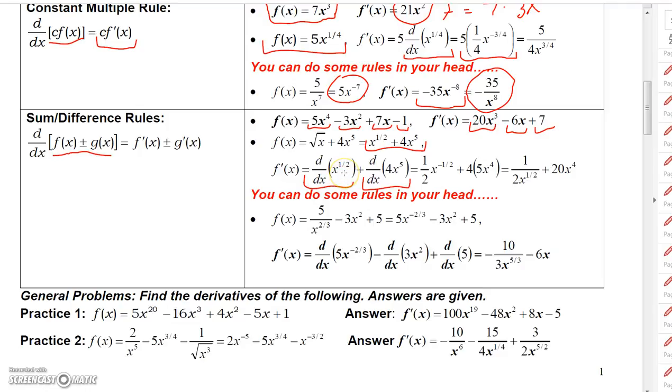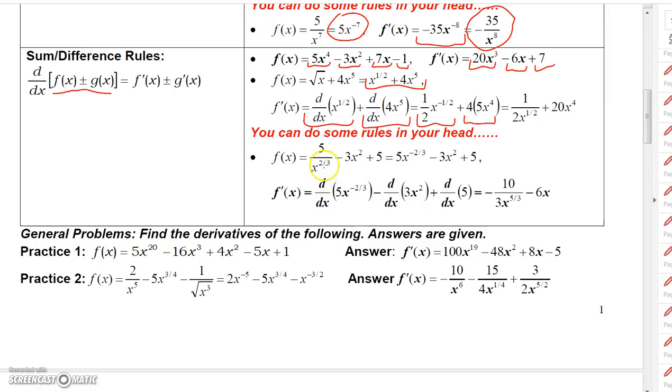So the derivative of x to the 1/2, use the power rule, you get 1/2 x to the negative 1/2. And then the derivative of 4x to the 5th, we can use the constant multiple rule and the power rule together, and we get 4 times 5x to the 4th. And so now 1/2 x to the negative 1/2 is the same as 1 over 2 times x to the 1/2, and 4 times 5x to the 4th is 20x to the 4th.